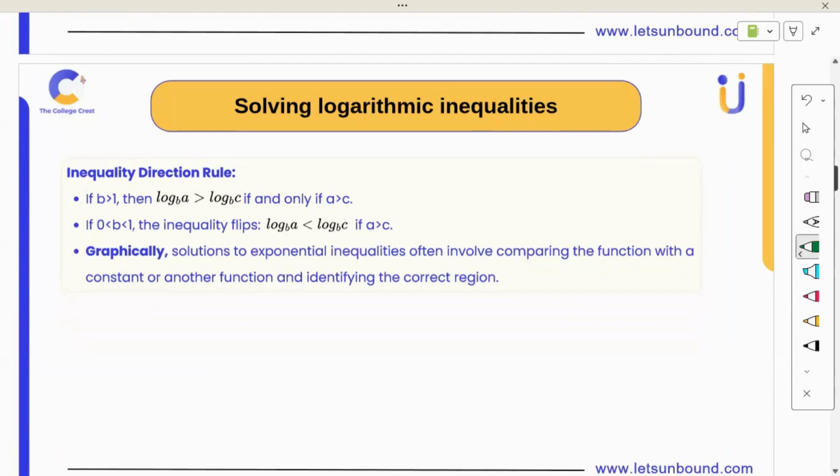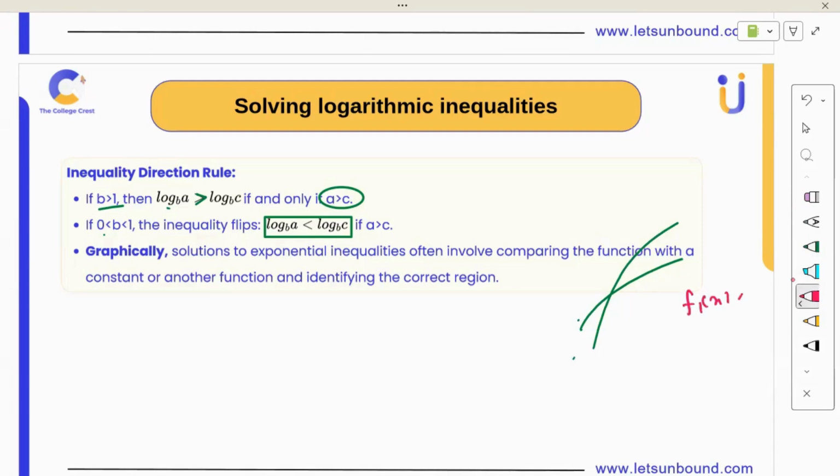So now, the most important thing is about the inequality direction rule. If b is greater than 1, then if we have a greater than c, yes, you can take a log on both sides. But if your base is greater than 1, the same greater than follows. If your base b is between 0 and 1, it will be flipped, right? And graphically also we can solve the inequalities, like two functions we will graph, like e power x and e power 2x something. So if you have the first function less than the second function, we will pick this interval, right? Something like this. So we can do it graphically also.